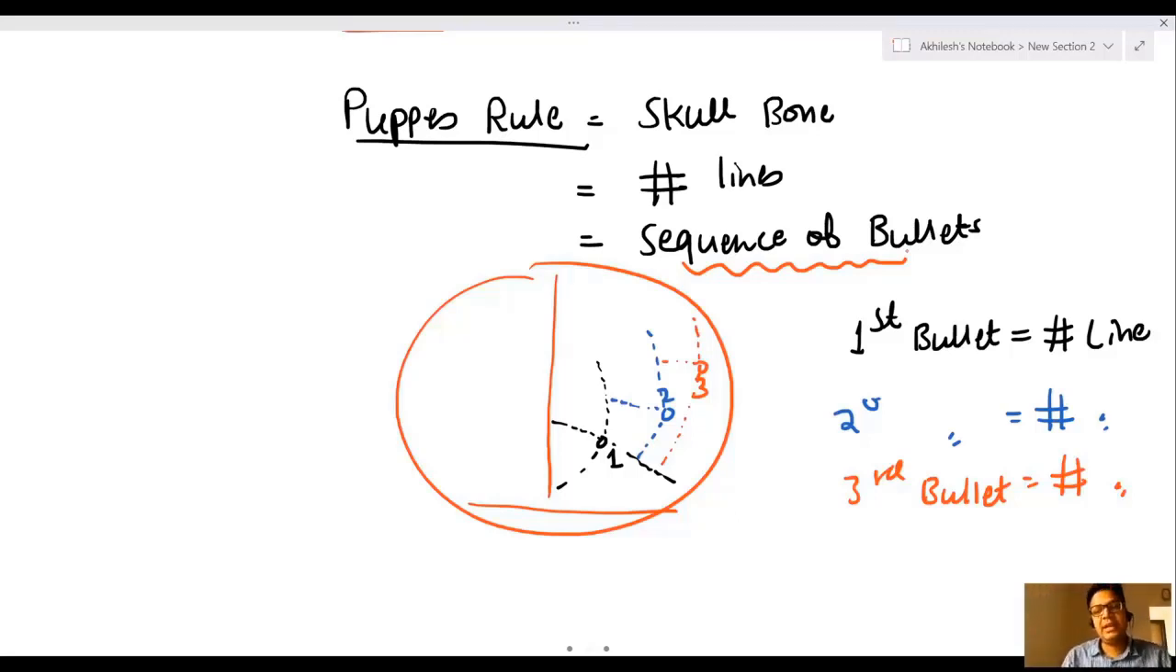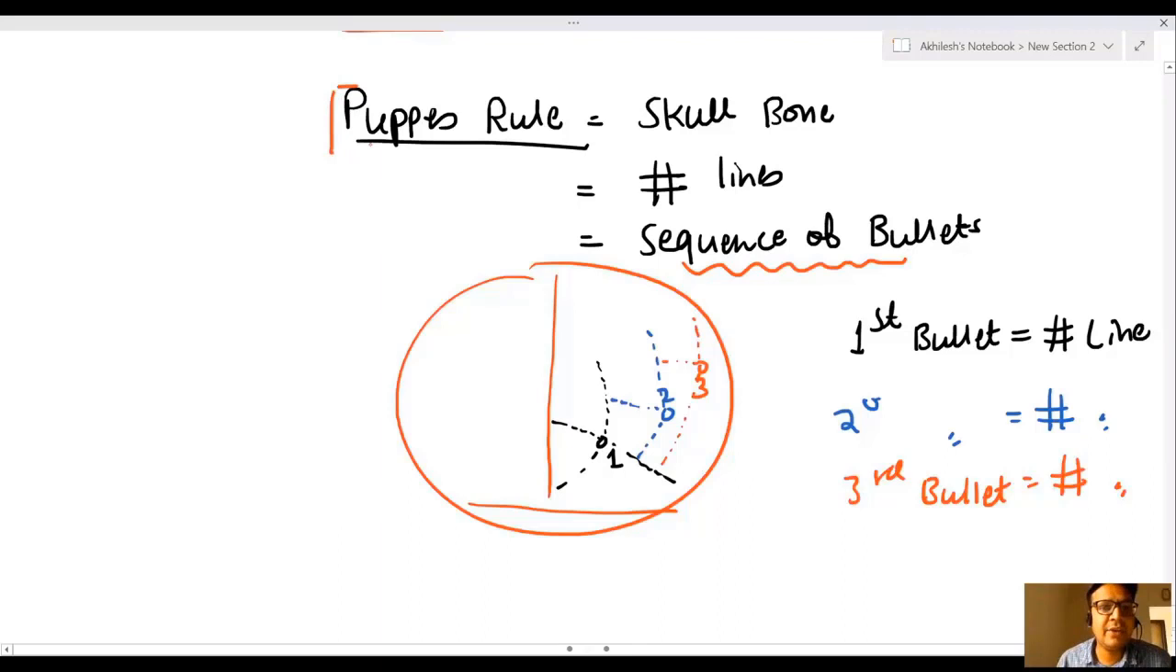ठीक, स्कल बोन फ्रैक्चर लाइन. First की फ्रैक्चर लाइन सबसे वाइड होती है. Second never crosses first, third never crosses, because जिसकी फ्रैक्चर लाइन पहले बन गई है that will not be crossed by the next fracture line. Third will never cross second as well as first. Fourth will never cross third as well as second as well as first. It means, sir, by this we can decide the sequence of bullets.